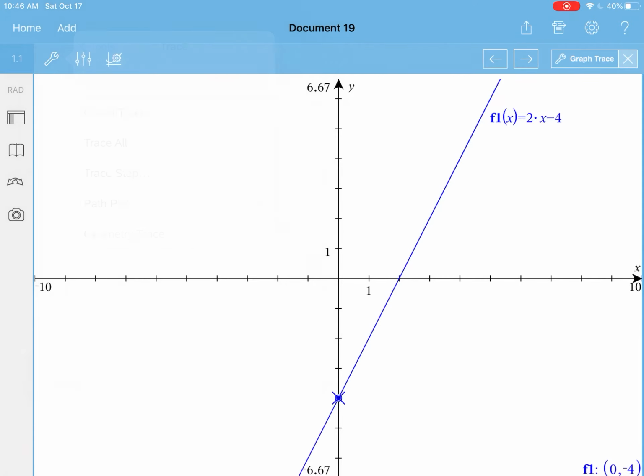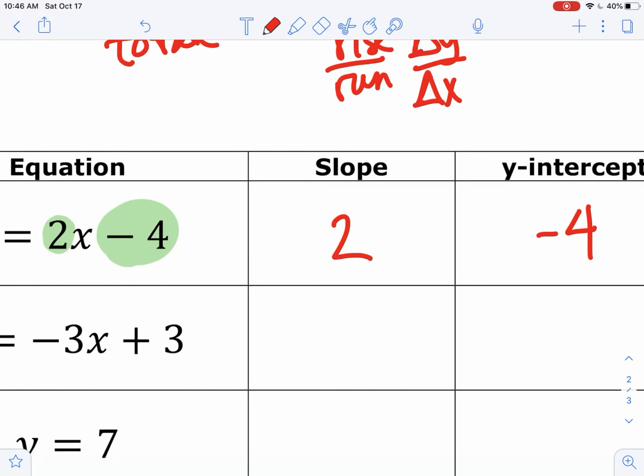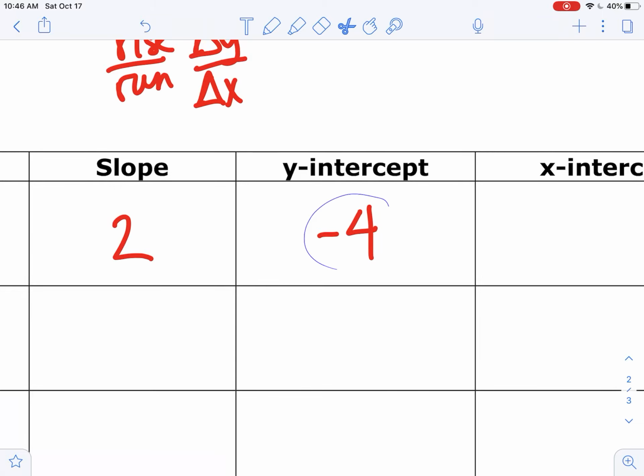So trace and then Graph Trace. It's automatically going to start on the y-intercept. And notice how it says y-intercept, and if you look at the bottom of my screen, it says 0, -4. So we can come back over here and not only write it as -4, but we can also write it as 0, -4. So that's one way you're going to see it.